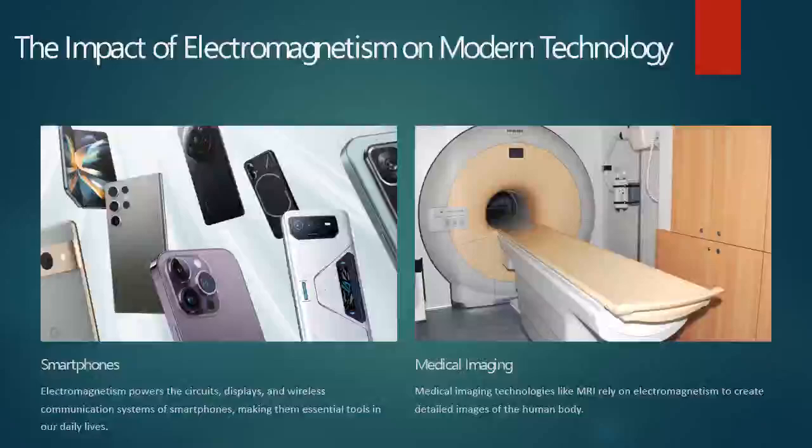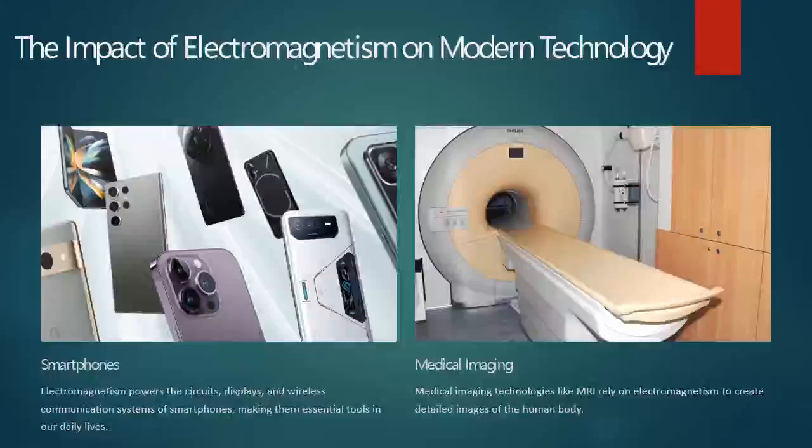Now let us know about the modern technology which we are using now in general use and medicine. First one is smartphones. Electromagnetism powers the circuits, display, and wireless communication systems of smartphones, making them an essential tool of daily life. Yes, in smartphones, electromagnetism powers the circuits, which means the motherboard and the screen. It is a part of electromagnetism which we use in our daily life.